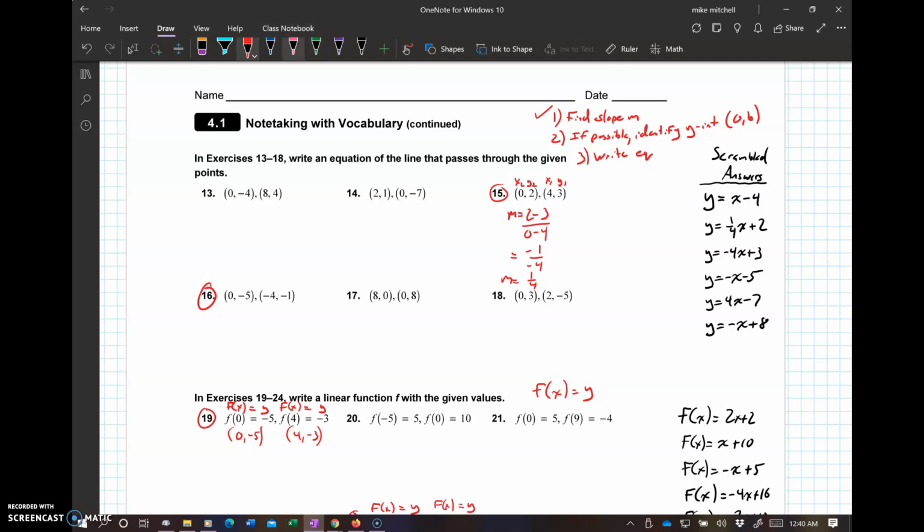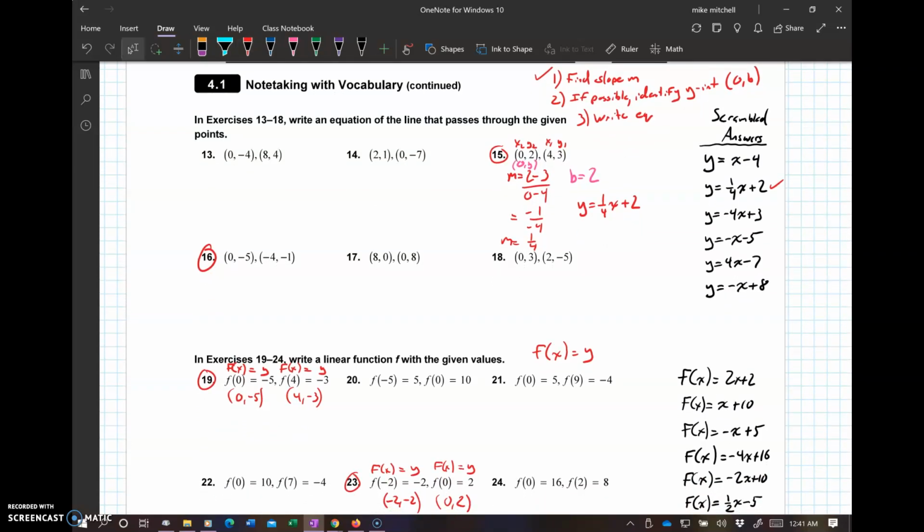I can also notice that that's got that 0 for the x. For every y-intercept, just set x equal to 0. So that makes that my y-intercept. So I know b is equal to 2. I can write my equation. I got all the information. I got m and I got b. That's all I need. Y equals 1/4 x plus 2. I'm going to come over, check my answers. I got it right there.